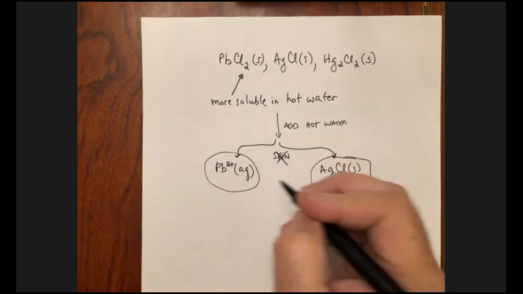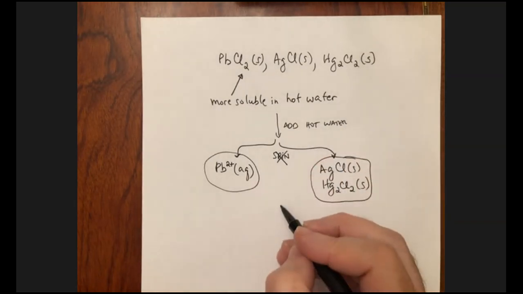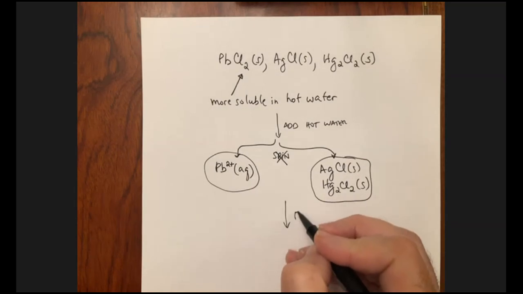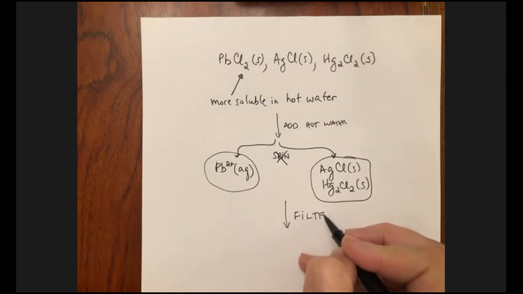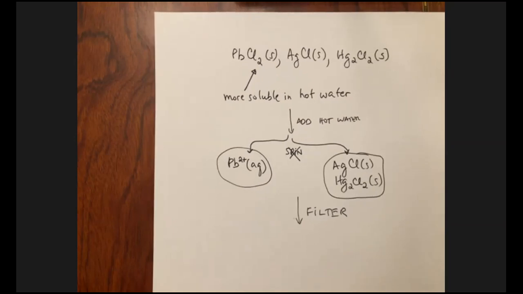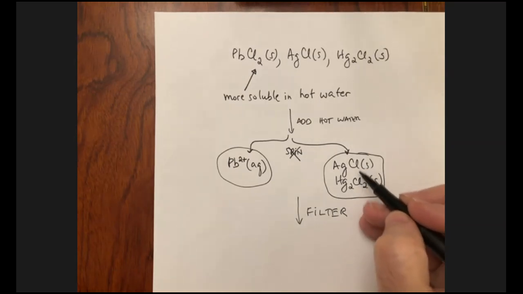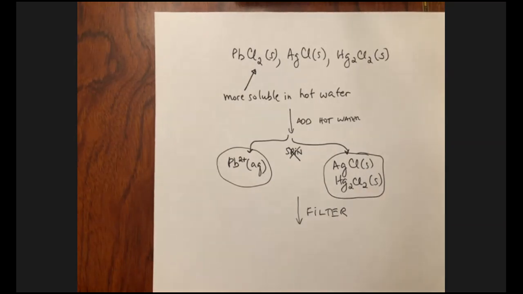Now, at this point, we don't want to spin. What we'd like to do is separate them. So what we will do is we'll add the hot water, and then we will filter this mixture. And see, this is where sometimes the strategy changes. You would think that once you have precipitates, all you do is centrifuge and get a pellet and a supernatant. But in this case, we're going to filter it, because in the next step, we're going to use a single reaction to separate the silver and the mercury 1 ions.